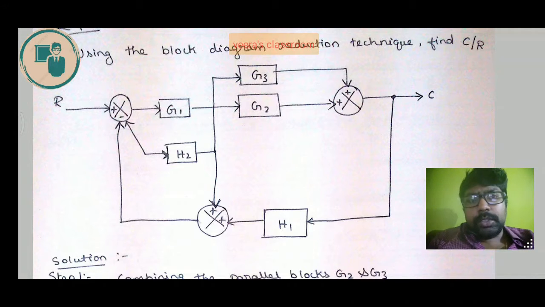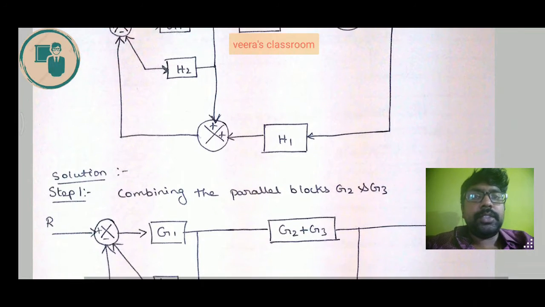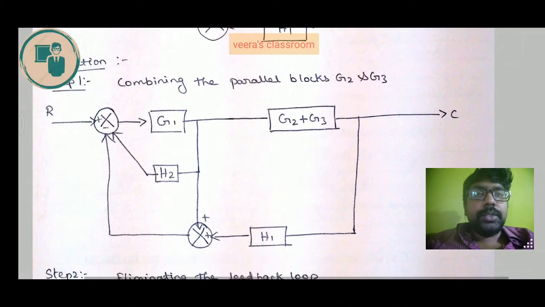So first we will see whether there is a series or parallel, and we do not find any series combination, but we have a parallel here. G2 and G3 are in parallel. According to the rules, parallel blocks should be either added or subtracted according to the symbol present in the summing point. In the summing point both are positive, so they simply get added. So this parallel G2 and G3 will be converted into a single block as G2 plus G3. This is the first step, combining the parallel blocks G2 and G3.